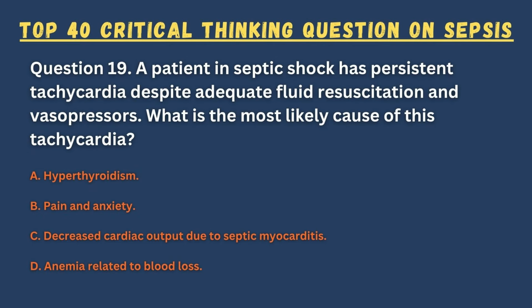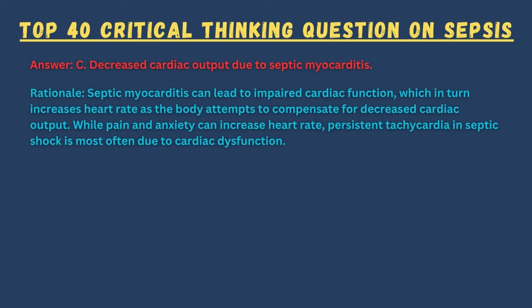Question 19. A patient in septic shock has persistent tachycardia despite adequate fluid resuscitation and vasopressors. What is the most likely cause of this tachycardia? A. Hyperthyroidism. B. Pain and anxiety. C. Decreased cardiac output due to septic myocarditis. D. Anemia related to blood loss. Answer: C. Decreased cardiac output due to septic myocarditis.